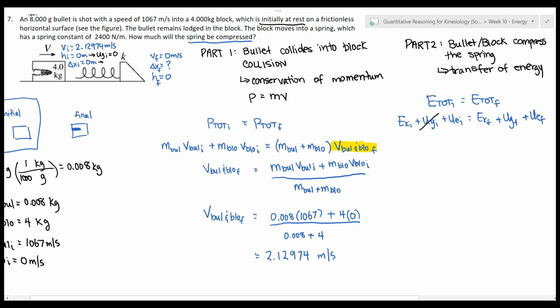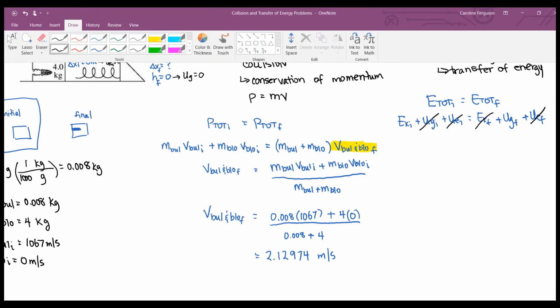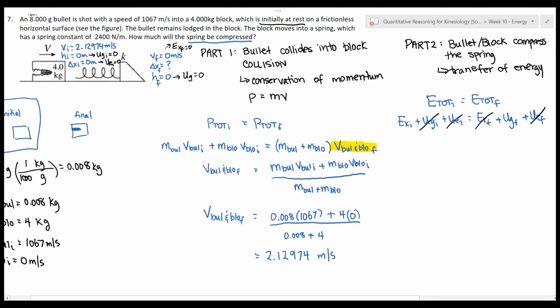Delta XI is 0, so that means that UE initial is 0. So I'm going to cancel that one out. V final is 0, so that means EK final is 0. And H final is 0, so that means U, gravitational potential energy, is 0. So I'm going to cancel that one out. All right, so everything that has a 0 associated with it, that energy type can just be canceled out to make it a lot easier for you, so you don't have to sub in values of 0 into all the formulas. Now let's write out the formulas.